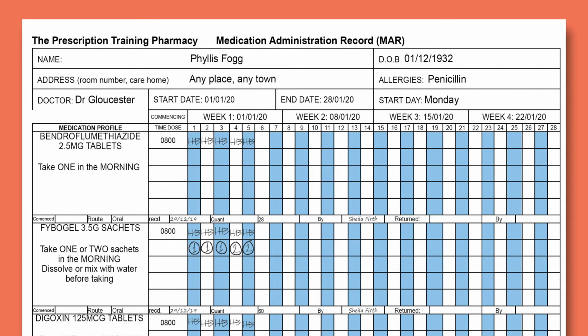Documented on this MAR chart here, we have the medication name. This example is benzoflumethiazide. We have the medication strength, 2.5 mg, and we have the medication form, tablets. We also have the directions. In this case, take 1 tablet in the morning.